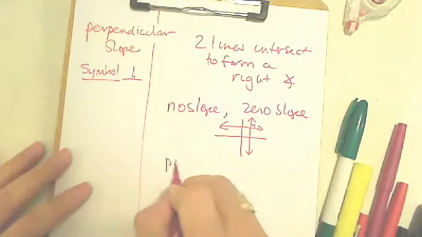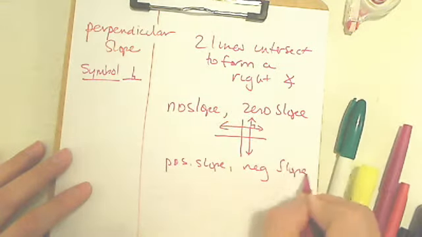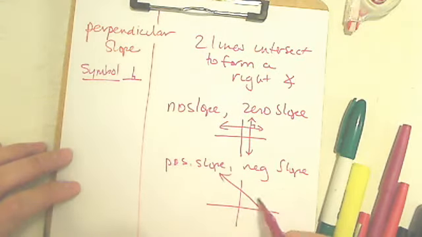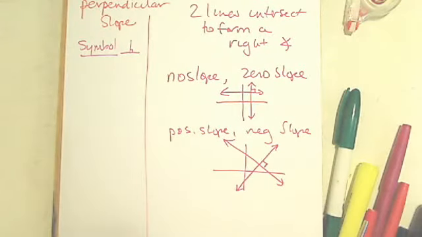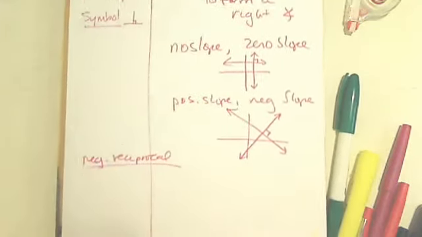One has to be a positive slope, and the other one a negative slope. Like this. Let's say I do this, and I do this, see that? It makes a right angle. Positive slope, negative slope. So we have to figure out the slope, and guess what? Flip it and make it negative. Negative reciprocal. The negative reciprocal.